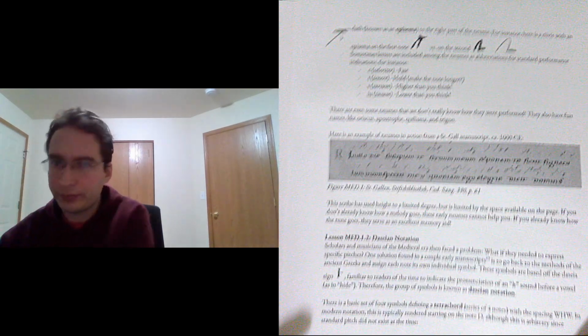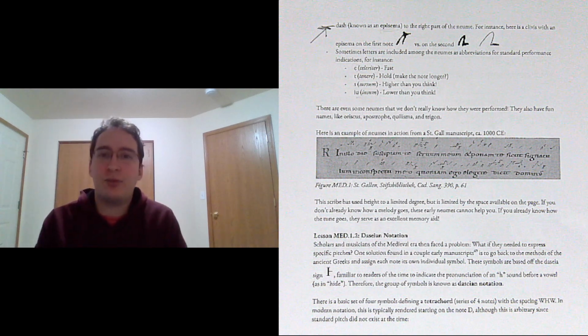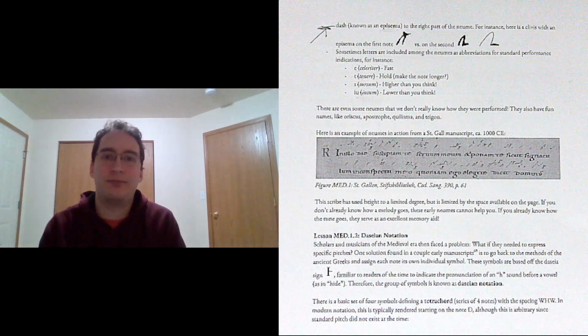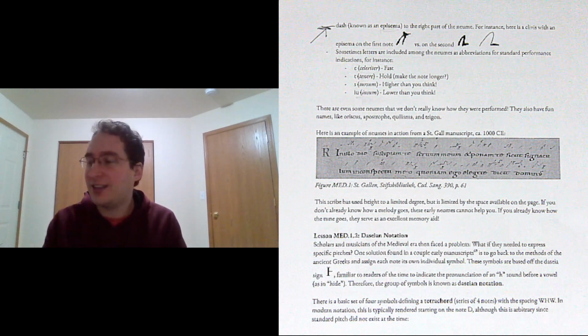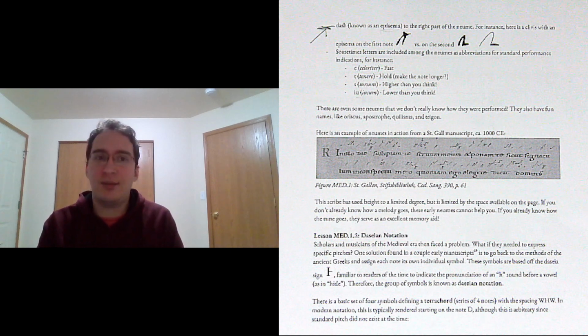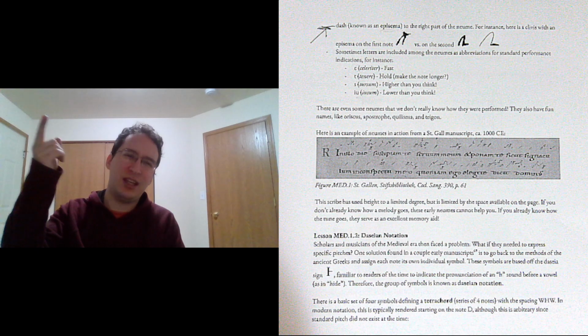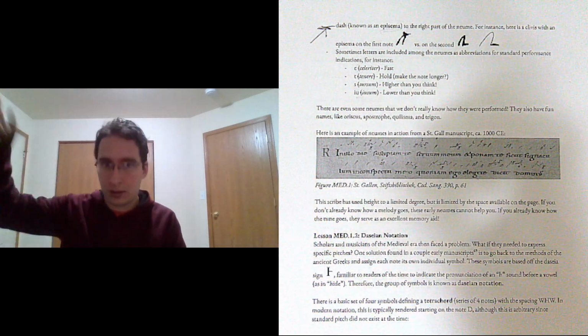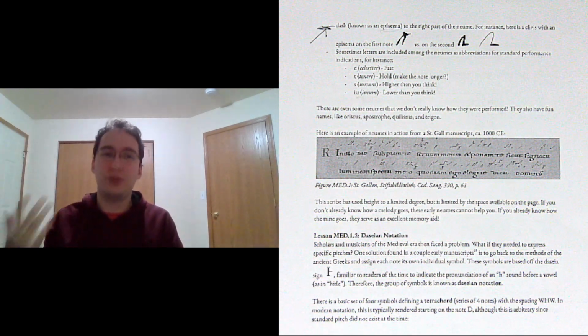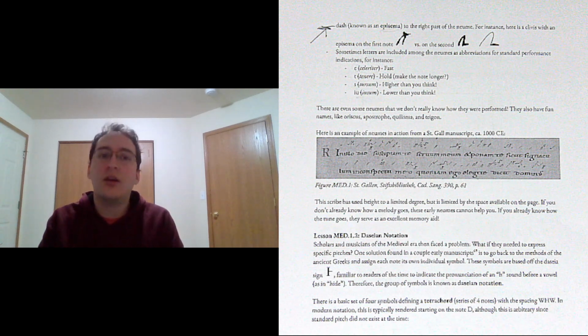And it's also important to note that we still don't know what this sounds like from this notation. There's no way to translate this into actual modern pitches because it's all relative. This was used as a memory aid. If you already knew the tune, then you could look at this and be like, oh yeah, it goes higher here, and then it goes down. But if you don't know the original tune, you can't reconstruct it from this.